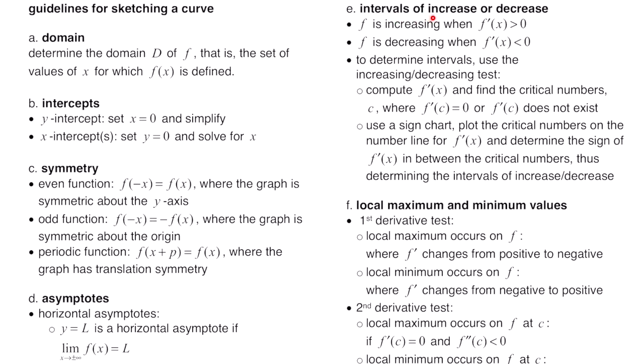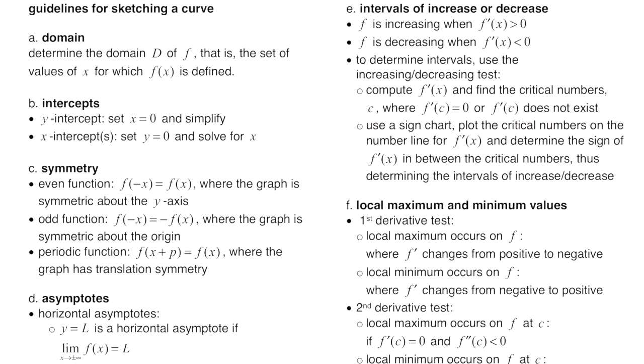Next, we have intervals of increase or decrease. F is increasing when f prime is positive. F is decreasing when f prime is negative. To determine your intervals of increase and decrease, you can use the increasing-decreasing test. What you do is you compute f prime of x, then you find your critical numbers. To find your critical numbers, which we use the letter c to denote, you're checking whether f prime of c is equal to 0 or f prime of c doesn't exist.